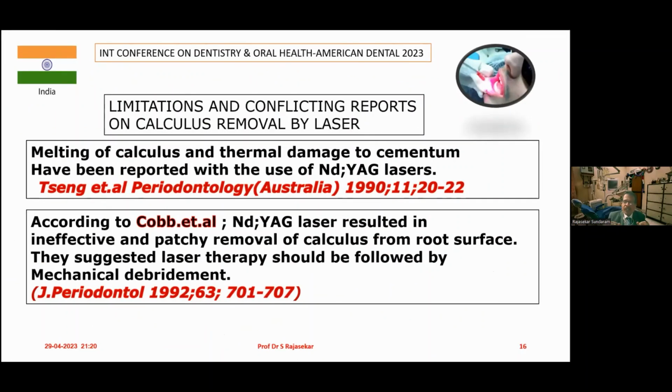So what are the limitations? There are also some conflicting reports by Sung et al. They said melting of calculus and thermal damage to cementum have been reported with the use of Nd:YAG lasers. And Cobb et al. have studied with Nd:YAG laser, and they found that these lasers are not that effective and only patchy in removal of calculus.